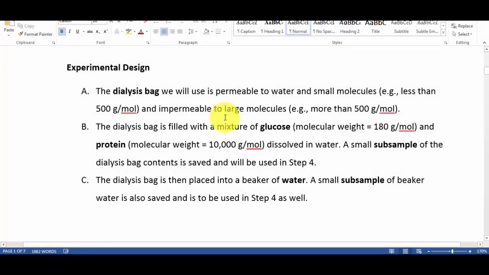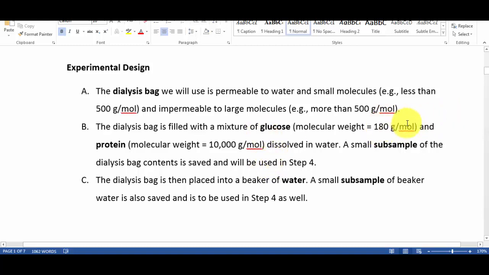So now that you've seen how you set up an experiment with a dialysis bag, you're going to have to interpret an experiment. This term grams per mole, that's a mass number, a unit of size. How big is a substance, a particle? In your experiment, you're going to have to interpret. A dialysis bag is filled with a mixture of glucose and protein. You saw how you can do that just earlier. You take a small subsample of the dialysis bag. You're also always going to take a sample of what the bag is being placed in.